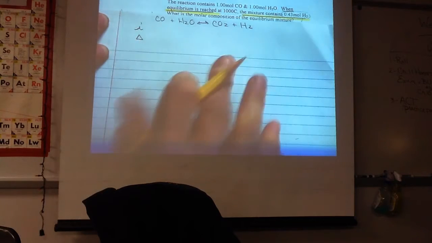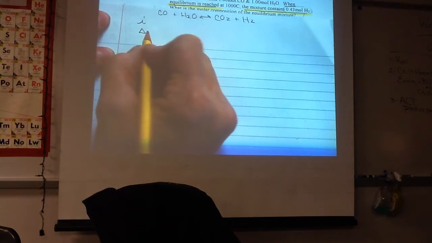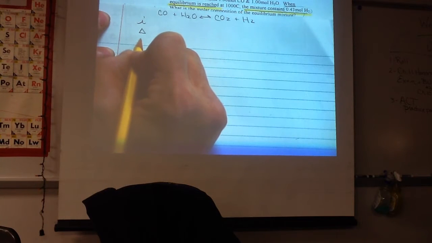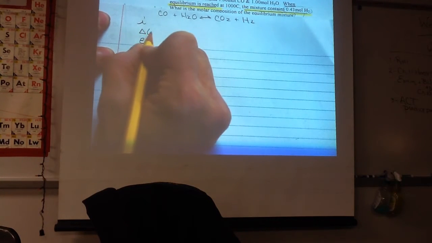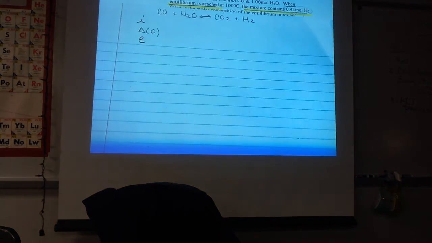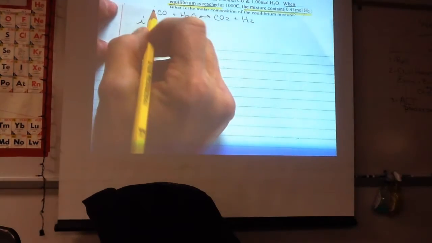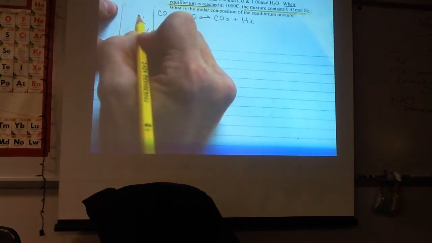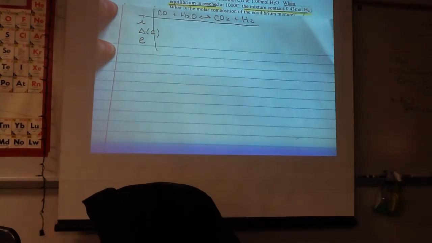Some people will use C, or I use delta for change, and then E for equilibrium. I believe Ebbing uses C, and that's where this ICE table comes from. All right. And then what you're going to do is fill it in and create a little table here.